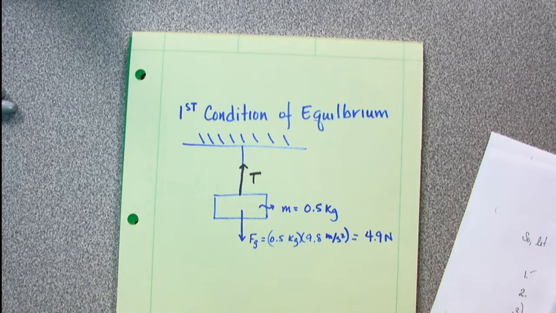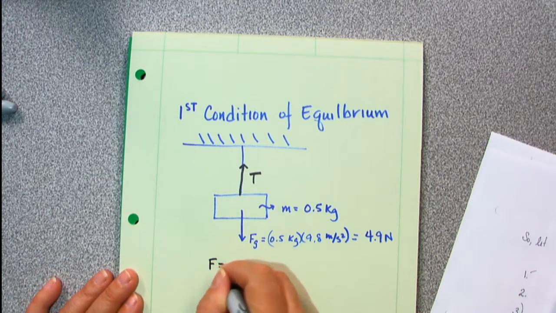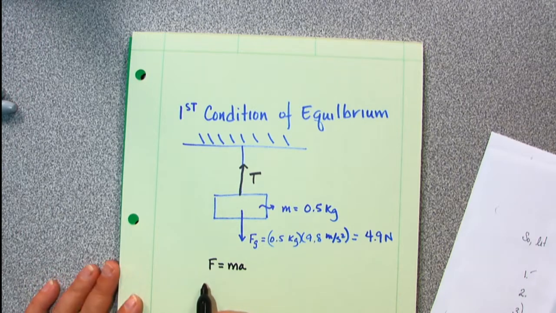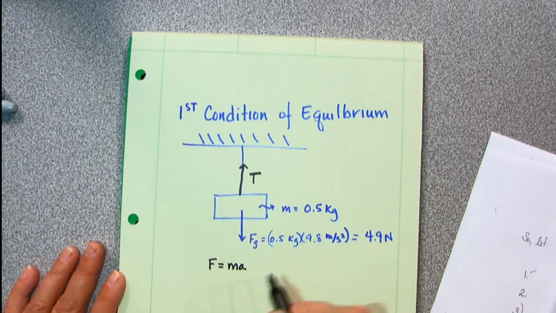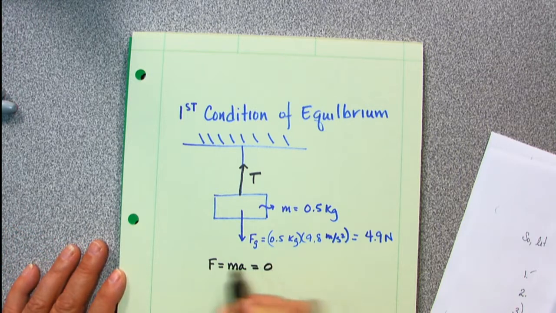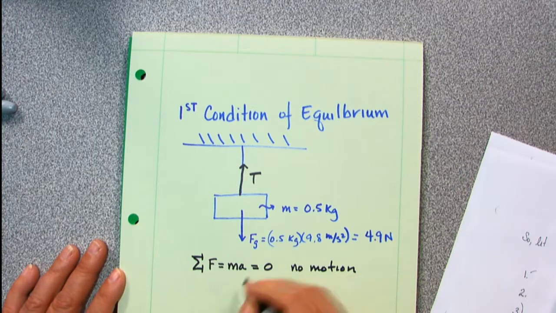The lamp's sitting put. That's our first condition of equilibrium, that this is our net force, right? An object in motion remains in motion unless acted upon by another force. An object at rest remains at rest unless acted upon by another force. But that means that the sum of my forces that are being applied is equal to 0 because there's no motion. And because there's no motion, we're defining this first condition of equilibrium.